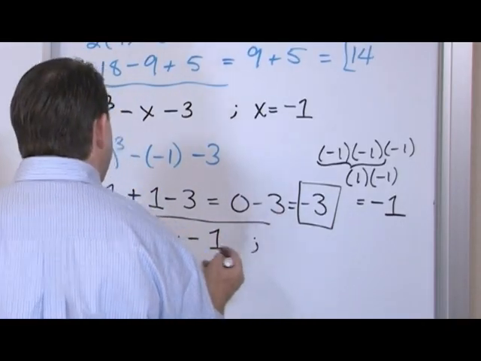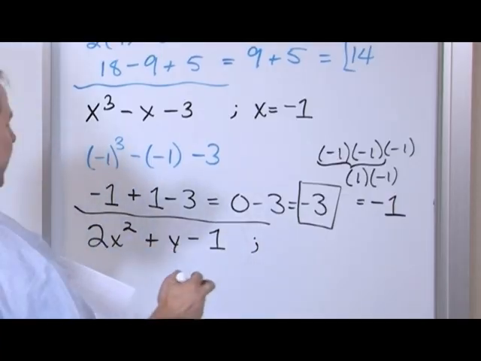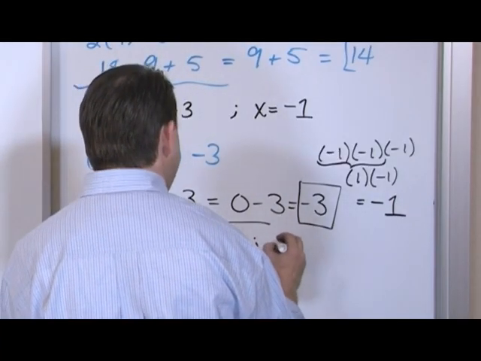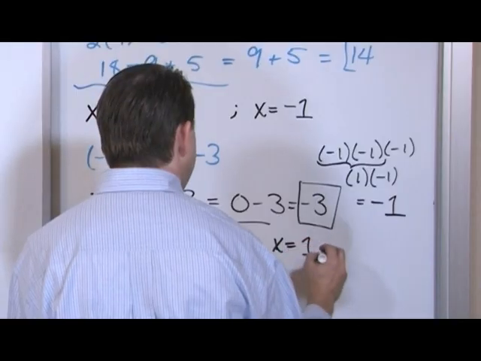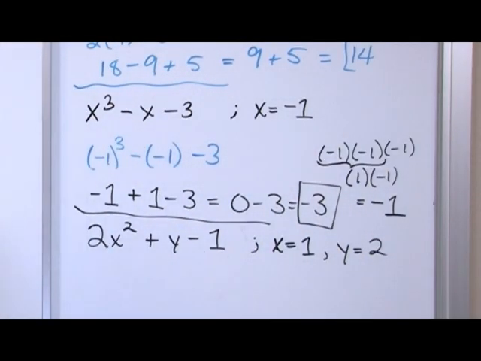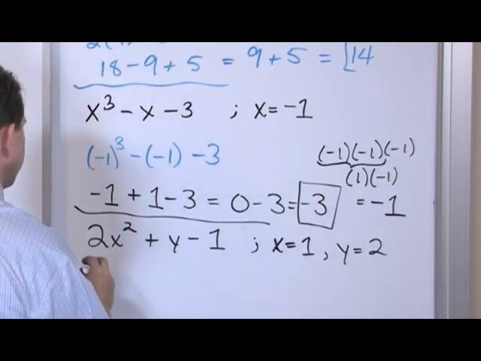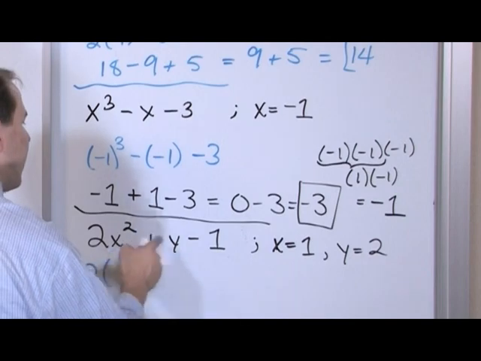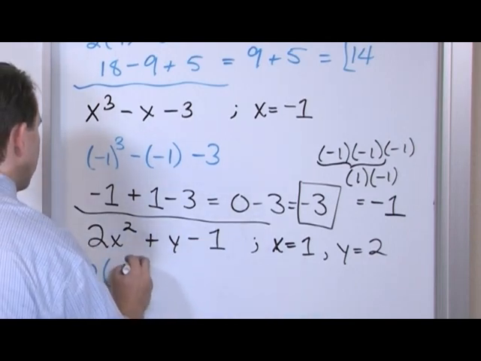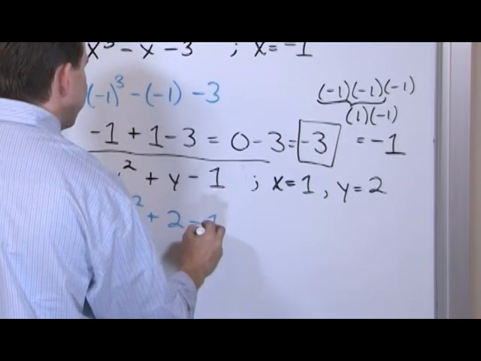Now here we have 2 variables. We have an x and we have a y, but don't get worried about that, because I'm going to tell you in this problem that x is equal to 1 and y is equal to 2. So it's the same thing though. You just take these variables and you put them in their place. So 2, and then here you have x is equal to 1. I'm going to square that, plus y. Y is equal to 2, and then minus the 1.